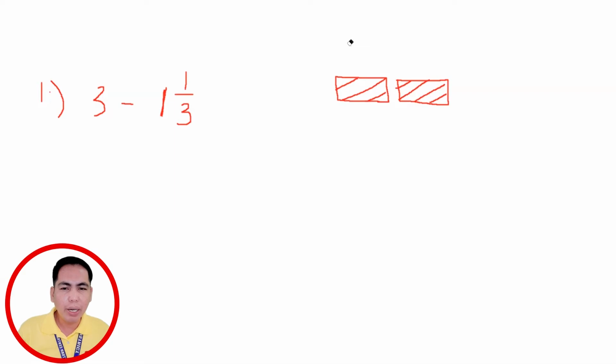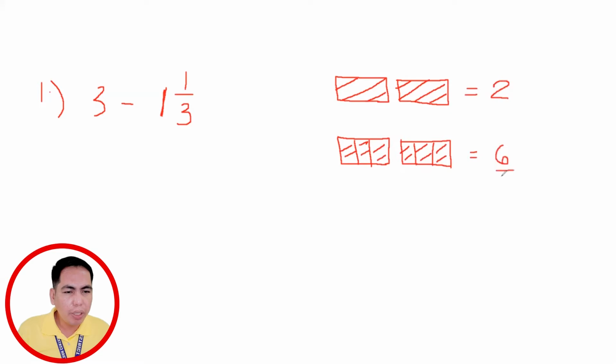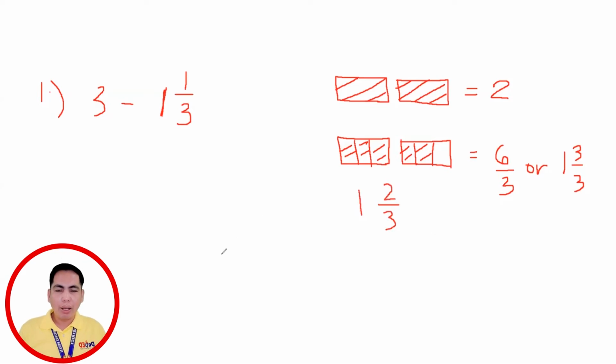Before we can erase the 1/3 from the 2 that is left, we are going to rename first this 1 whole into 3/3. 6/3 and 1 and 3/3 are simply equivalent to 2. From here, we can now subtract the 1/3, so we can now erase 1/3. What is left now is 1 whole and 2/3, or 1 and 2/3. So when we subtract 3 minus 1 and 1/3, it gives us 1 and 2/3.